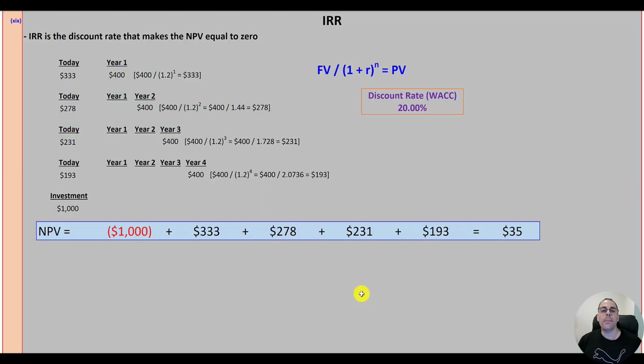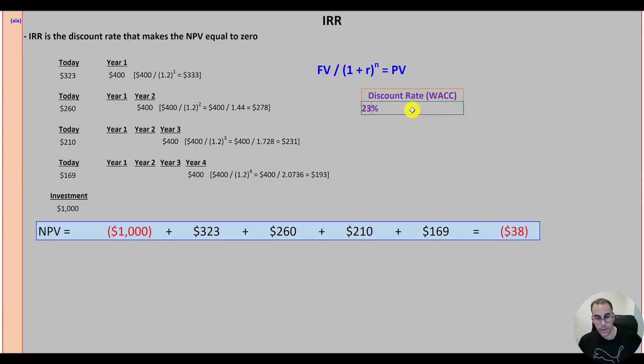Now that we know what NPV is, we can calculate IRR. IRR is the discount rate that makes the NPV equal to 0. So this is identical to the NPV calculation, but we need to change the discount rate to calculate the IRR. Since the NPV is positive, that means we need to raise the discount rate to get it to negative. Let's raise it to 24%, negative $38. The goal is an NPV of 0, so that's too high.